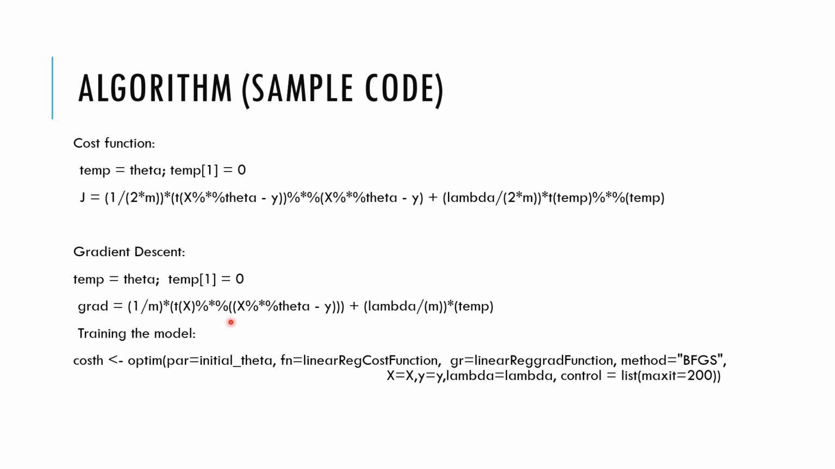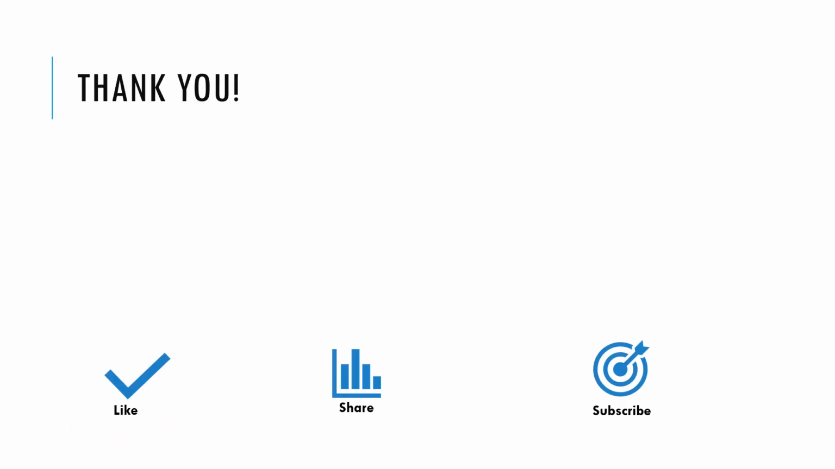This is just a sample code for both. And then method BFGS. You can do some research on these methods. X is equal to the X values, Y is equal to the Y values, lambda is the regularization term, so you can define your lambda value yourself. Give some lambda. In the control list, maximum iterations is 200, and it will automatically build and train the model for you, and this will give you the value of theta. So basically we are just trying to get theta, right? Once we have theta, then we can build the model.